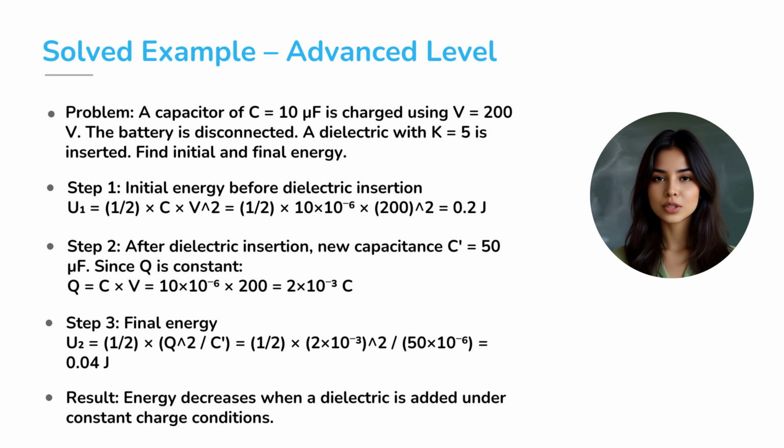Now, U equals 1/2 multiplied by Q squared divided by the new capacitance. Substitute the values. U equals 1/2 multiplied by 4 times 10 to the power minus 6 divided by 50 times 10 to the power minus 6. This gives U equals 0.04 joules. So the energy drops because we kept the charge fixed while increasing the capacitance with the dielectric.